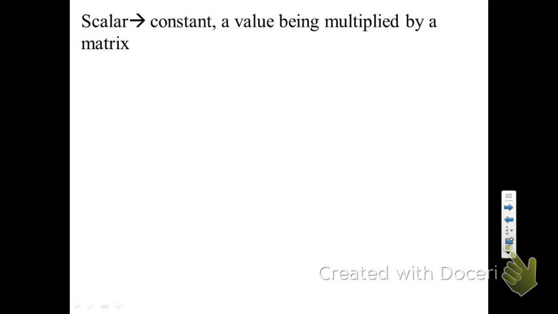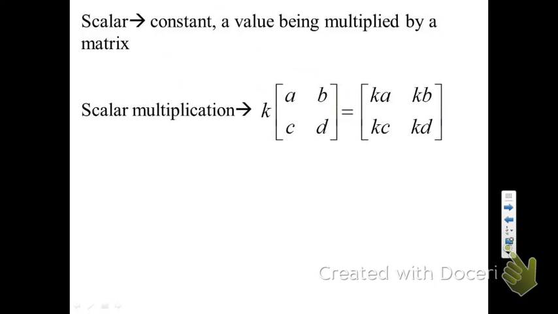A scalar is a constant value that's being multiplied by a matrix. So 4 would be a constant, 5 would be a constant, negative 1/3 is a constant. So for scalar multiplication, if you have this constant, we're going to say it's k right now. If it's outside a matrix, what it means is that you will distribute it to all the terms inside the matrix. And that's what this reads: k times a, k times b, k times c, and k times d.